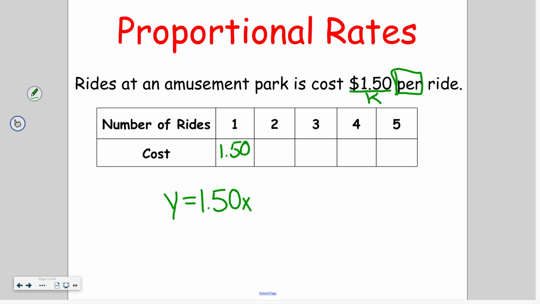The cost of going on a second ride would be 1.5 times 2, which is going to give us $3. Again, you should have the 2 decimal places because it's money. Then we're going to do 1.5 times 3, which is $4.50. 1.5 times 4, which is $6. And 1.5 times 5, which gives you $7.50. So we wrote out our equation and then used it to complete the table.